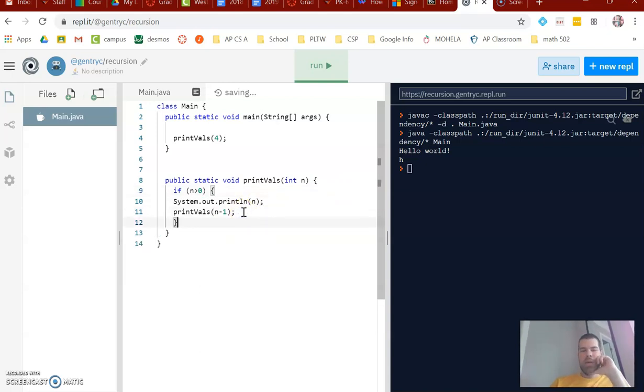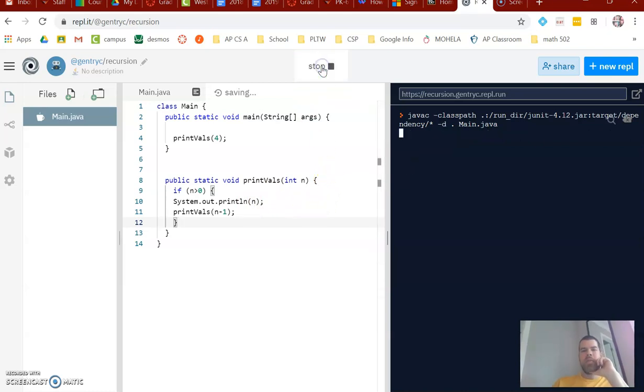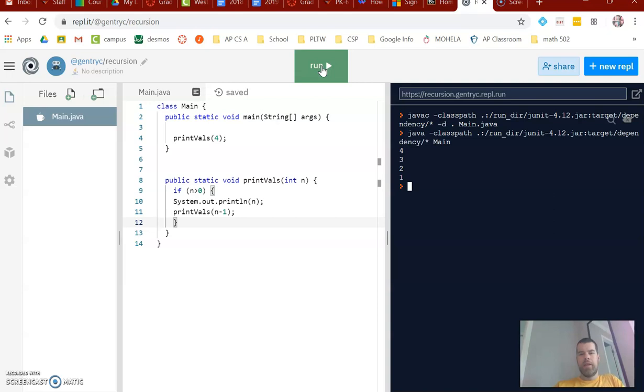So that if it's not bigger than 0, we won't call the function again. We'll be done. So I'm going to go ahead and play that, see what we get. And as you might have suspected, we get 4, 3, 2, 1. It doesn't print 0 because it only prints if it's bigger than 0. So it's kind of like a loop, right?